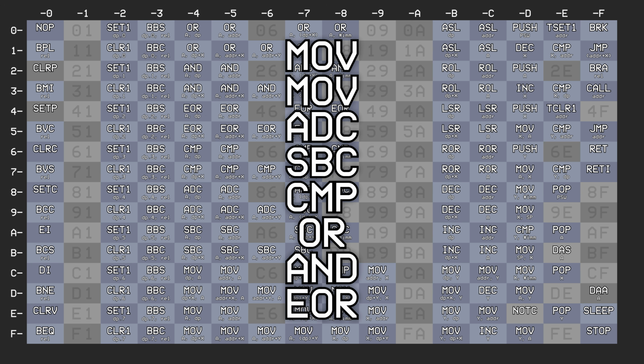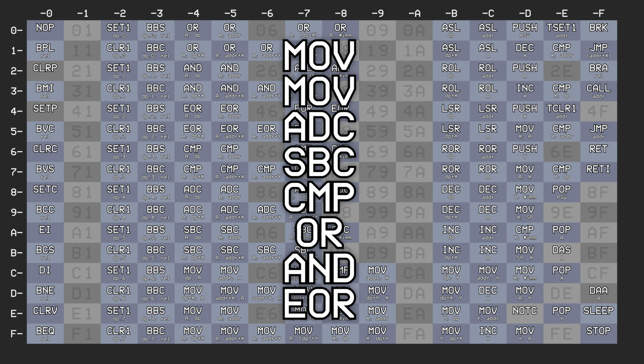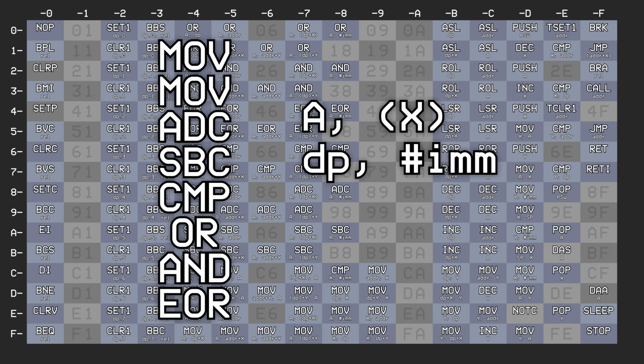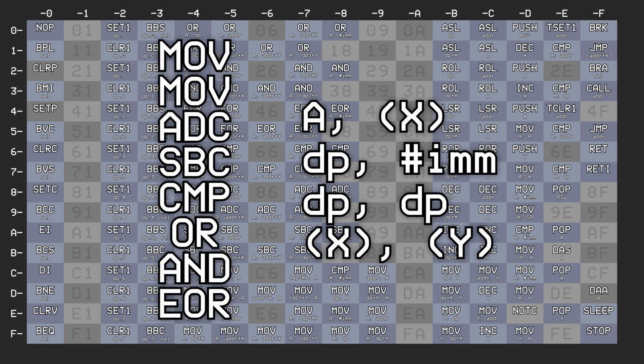The big 8 instructions have 4 extra addressing modes to go with the 8 we've already seen. Those are the X register indirect, immediate to direct page, direct page to direct page, and Y register indirect to X register indirect. These last 3 are great because they are memory-to-memory operations. 2 values in memory can be accessed without having to read either of them into the accumulator first.